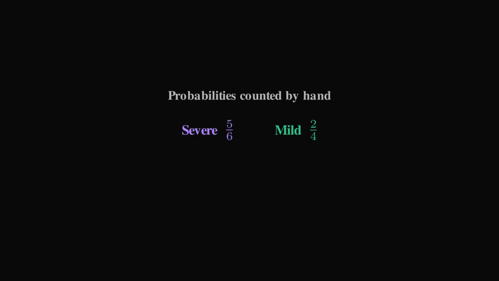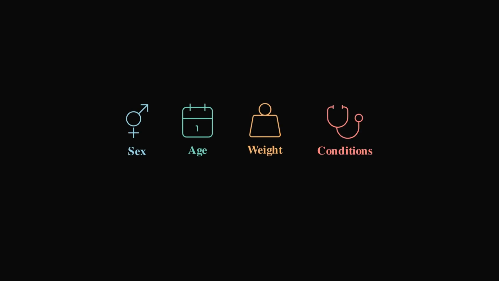Until now, we could count the probabilities by hand because there were only two cases, severe and mild. But here a problem arises. In reality, there's much more to consider: sex, age, weight, even pre-existing conditions. When there are this many confounders, counting probabilities one by hand becomes impractical. So we change our approach.